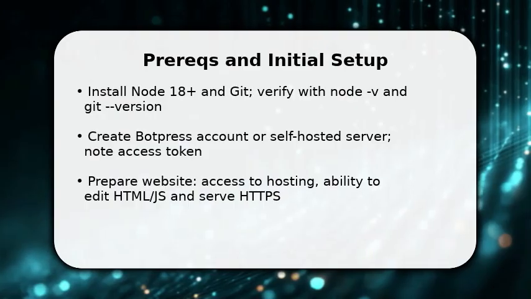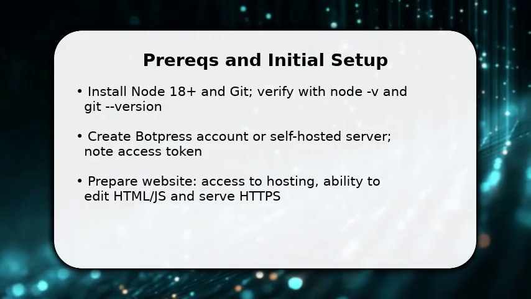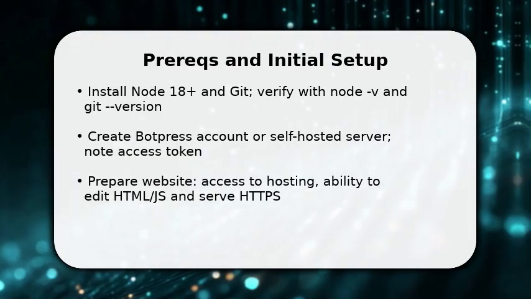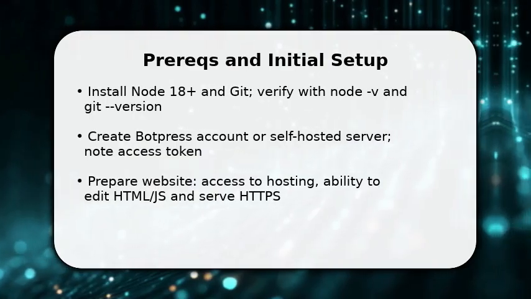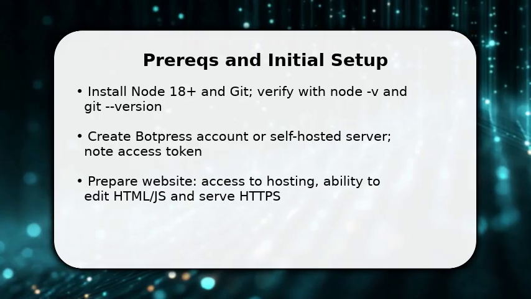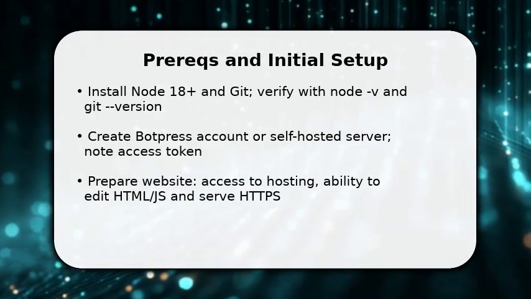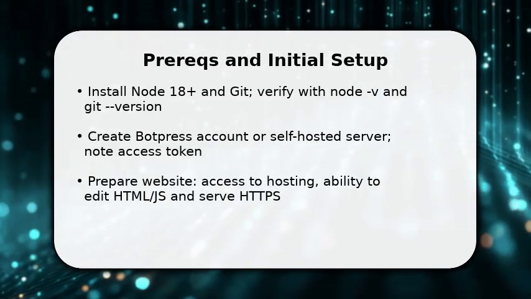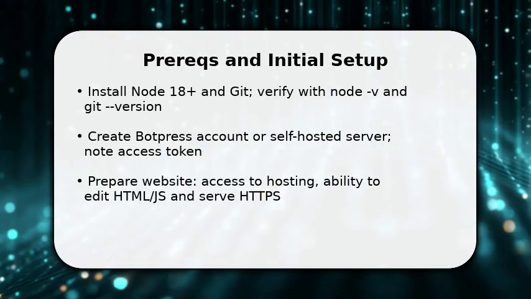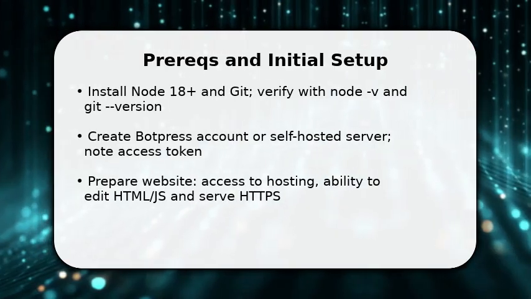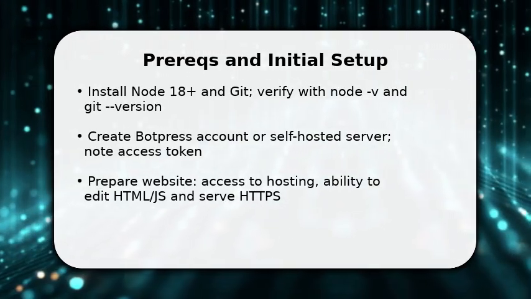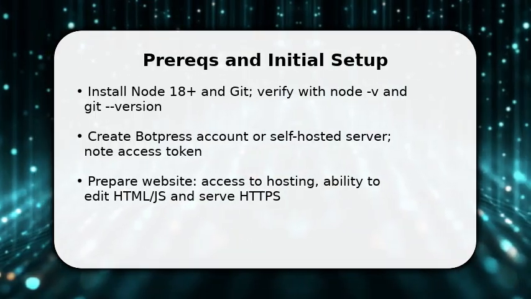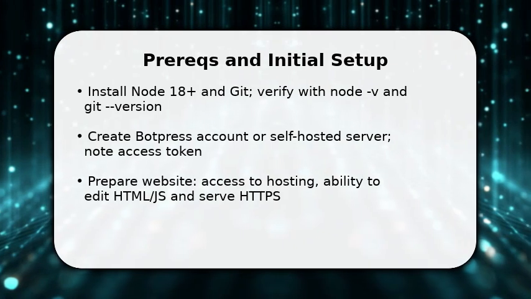You start by confirming prerequisites: Node 18 or newer, Git, and either a Botpress cloud instance or self-hosted server with an access token. Once done, create a bot in Botpress and copy its bot ID and API key. You also need HTTPS-enabled hosting so browsers allow the widget. Make sure you can edit your site's HTML and add a small JS snippet. These steps get credentials and environment ready, so the widget will connect securely to your bot.